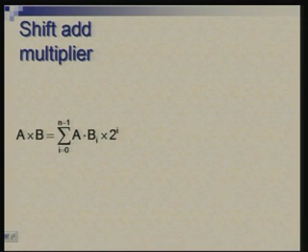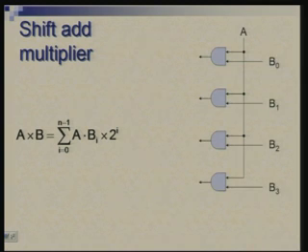So, we can express this as a summation where A is multiplied by bits of B, that is B_i, with a weightage of 2 raised to power i, and we sum it over all values of i going from 0 to n minus 1. So, this is the unsigned multiplication, and the circuit for doing this can be easily built. First thing we are trying to do is multiplication with a 0 or 1. So, it is effectively A is multiplied by one of the bits of B.